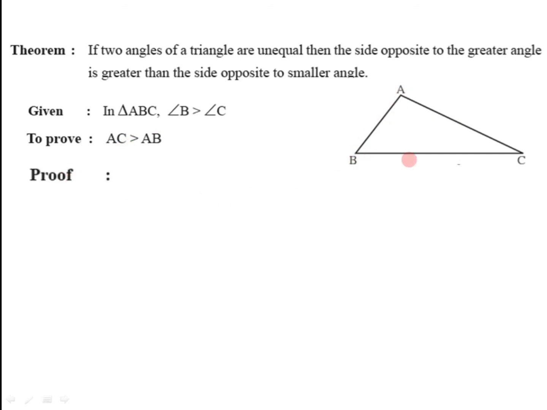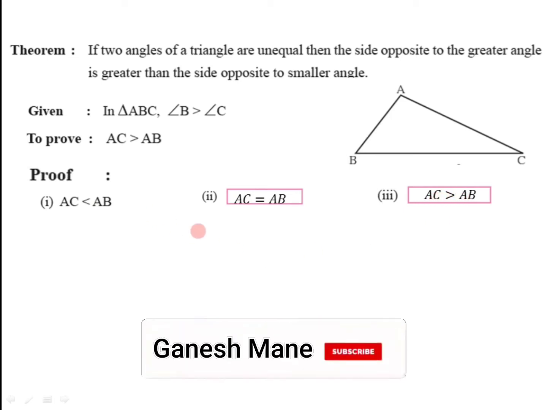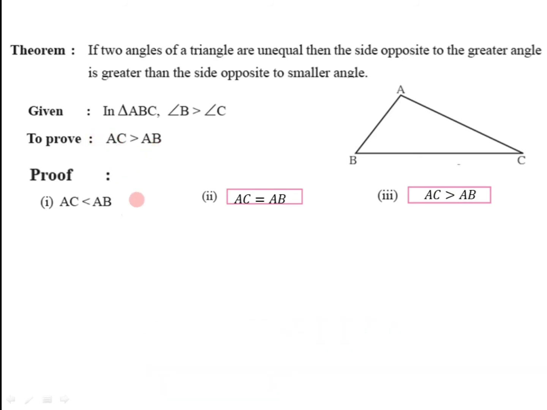If we consider this triangle ABC, we have to prove that side AC is greater than side AB. Now, if we consider these two sides, we get maximum three possibilities about the order relation between the lengths of these two segments. Either AC is less than AB, or AC is equal to AB, or AC is greater than AB. These are the only three possibilities. We'll consider them one by one. Let us consider the first case.